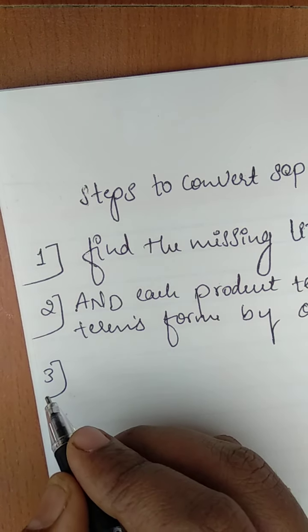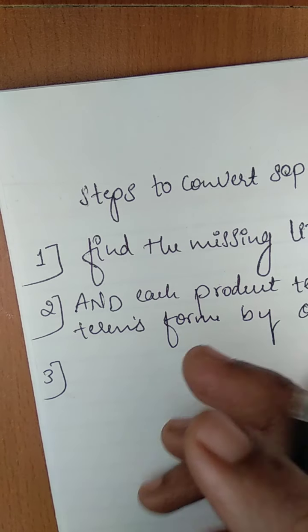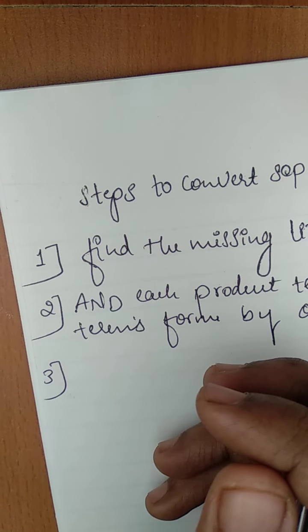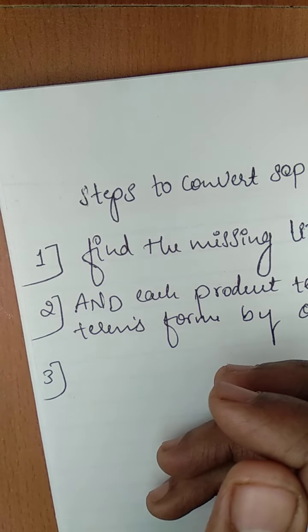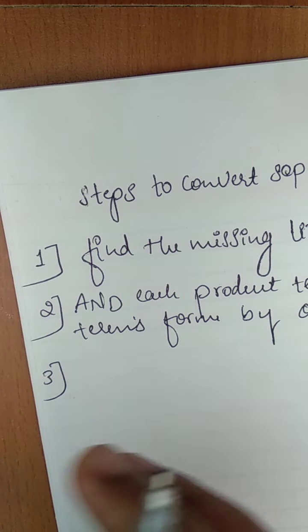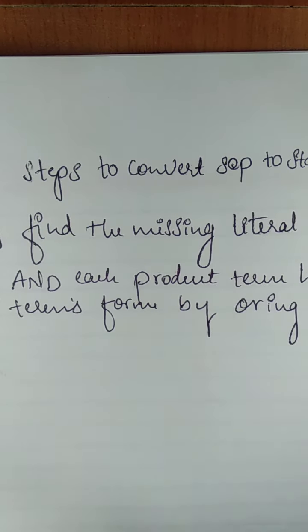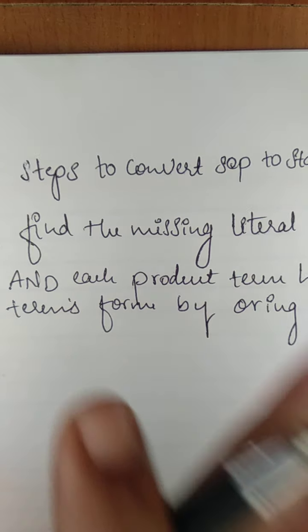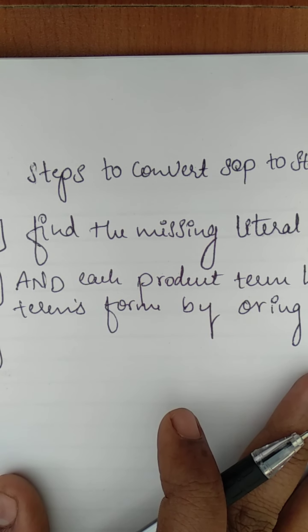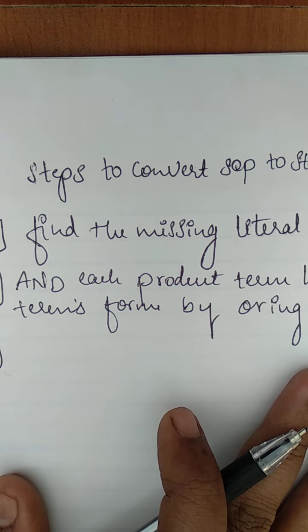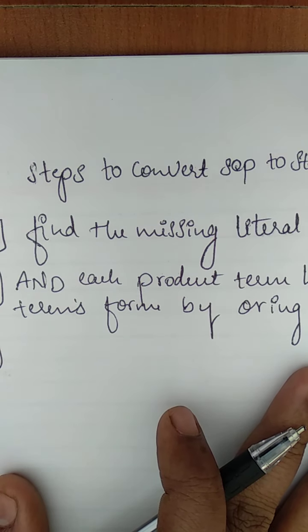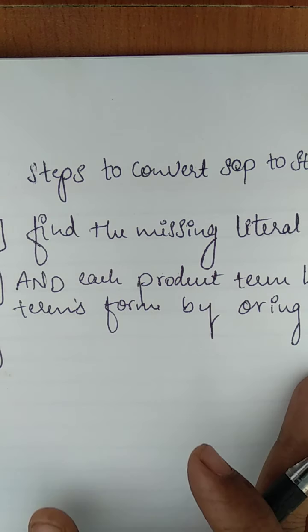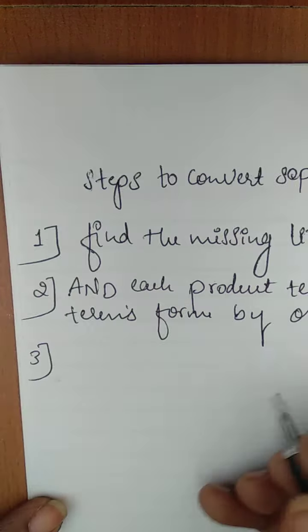So the third step, what do we have to do? We have to expand the terms by applying the distributive law, and we have to reorder the literals in the product terms. We have to expand the given terms by applying the distributive law, then reorder the literals in the product form.